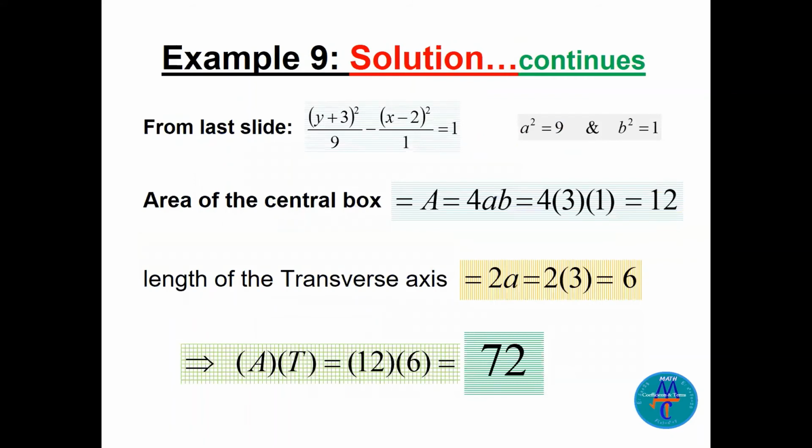Now we can start. a squared, because 9 is under the positive, so a squared is 9. b squared is 1. The area of the central box is 4ab. So 4 times 3 times 1, that's 12. And the length of the transverse axis is 2a. 2 times 3, that's 6. So we have to multiply A times T, which will be 72.